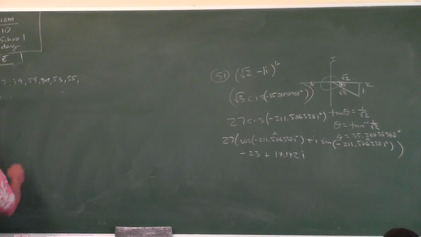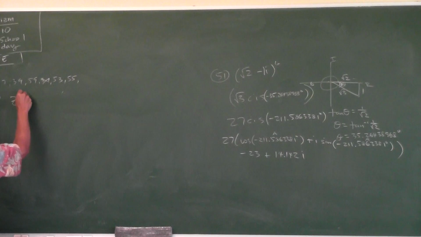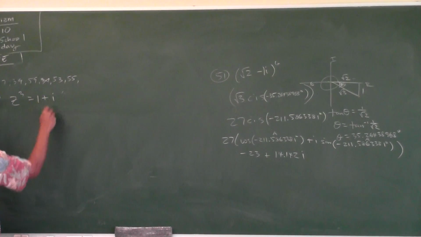53. Okay, now, the way they say it in the book, it says, find the complex cube roots of 1 plus i. That's the same thing as solving this equation. You guys understand that?